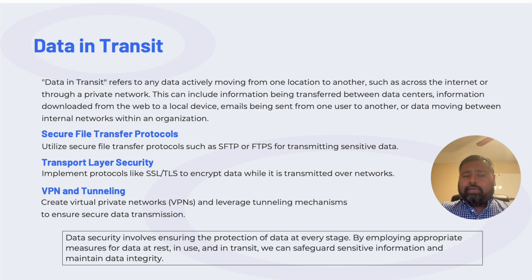Now, how can we secure data which is continuously on the move? We can use protocols. Some of these protocols are like secure file transfer protocol, or SFTP. So, when data is being moved within a network, make sure that we are using SFTP to transmit sensitive data. Second type of protocol are Secure Socket Layer or Transport Layer Security, which use certificates to encrypt data while data is being transmitted over the network. And then we can use a tunneling mechanism like a virtual private network to secure data.